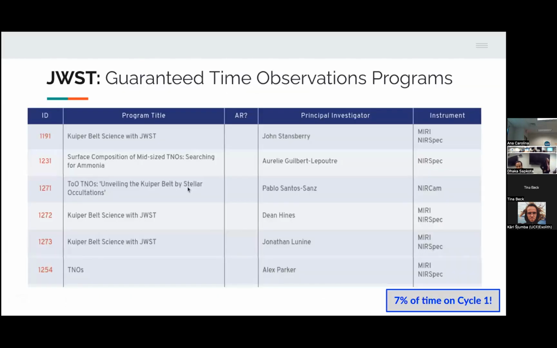There is another category, the guaranteed time observational programs. In this category are the scientists that were involved in developing software and hardware and material for JWST. So they were awarded with GTO time. They have 1 year of proprietary time, and here I'm showing only the projects with TNOs, or objects beyond Neptune, that were awarded with time in JWST.